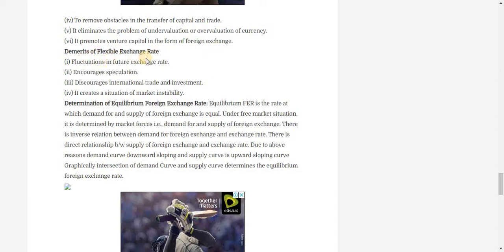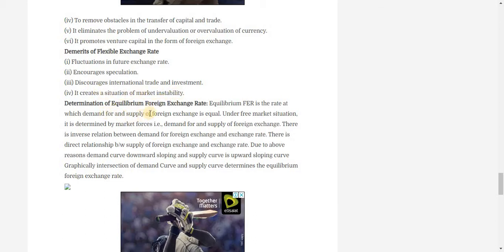Demerits of flexible exchange rate: 1. Fluctuations in future exchange rate. 2. Encourages speculation. 3. Discourages international trade and investment. 4. It creates a situation of market instability.